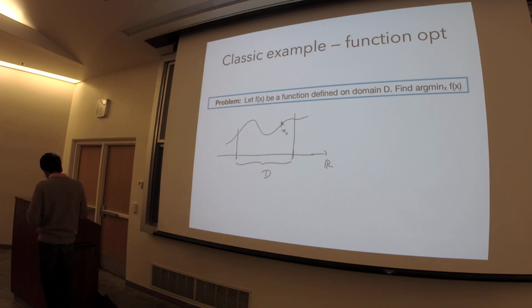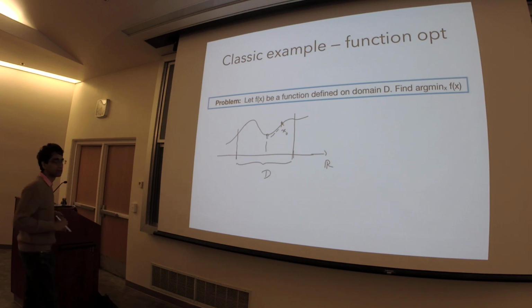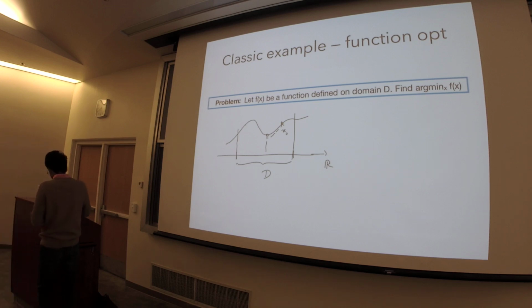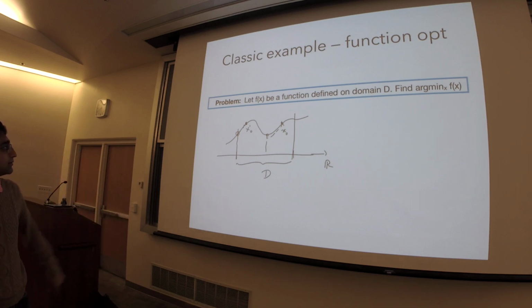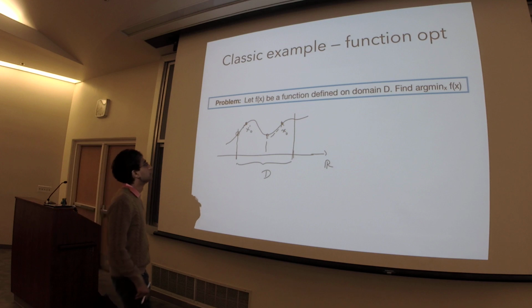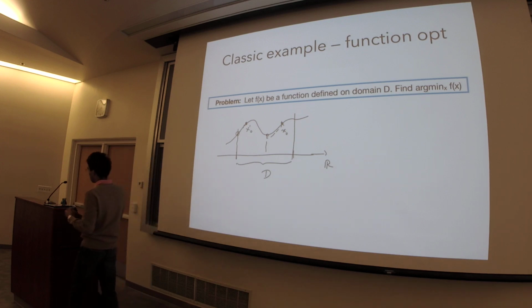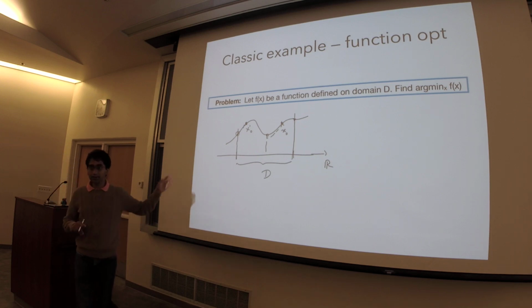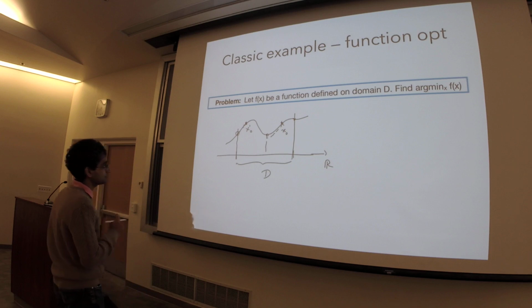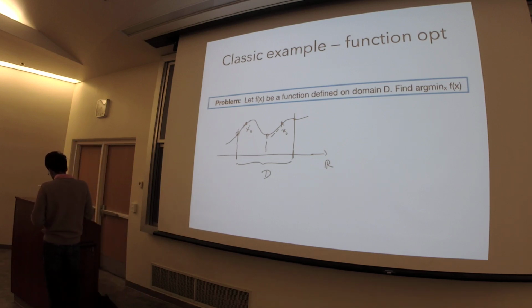In this case, if you start at this x0 and slowly follow the function, you'll end up with something over here. But if you started somewhere over here as x0, then you end up somewhere over here. Or if you started here, it's even worse. You don't move much because you hit the boundary of the domain. This is a canonical example of a local search on a function.